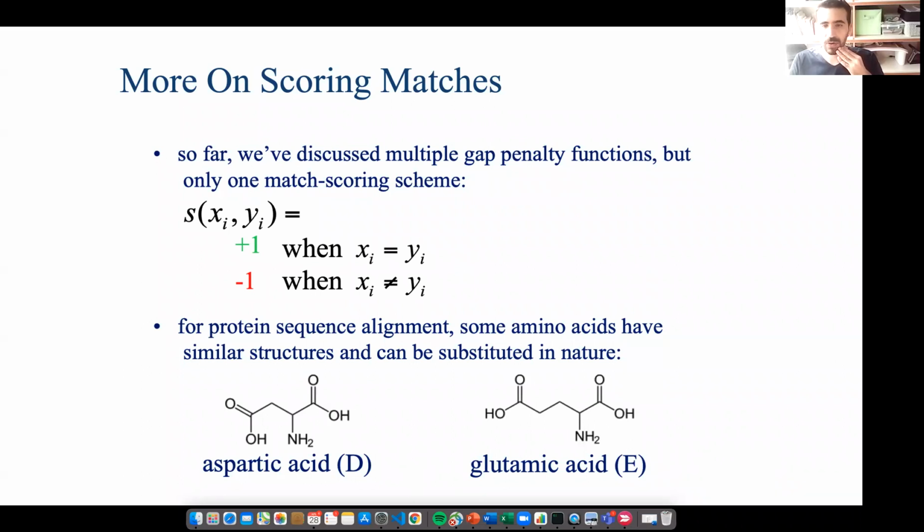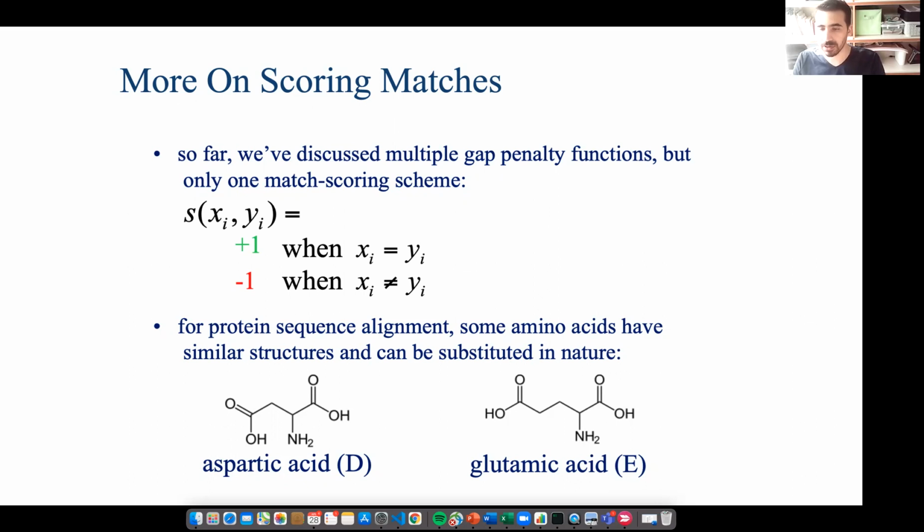Okay, so as I said, so far we said +1 for a match and -4 for a mismatch. However, we can be better than that. We can have better substitution scores. I'll give you one example. For protein alignments, we have amino acids, right? Some amino acids are more similar to each other than the rest. For example, aspartic acid and glutamic acid look very similar, except for one carbon group. They are almost identical, right?